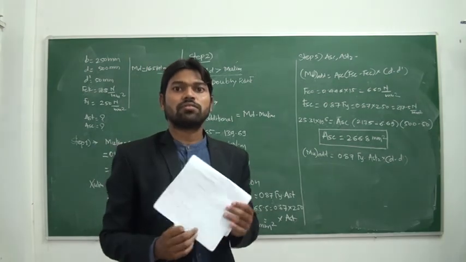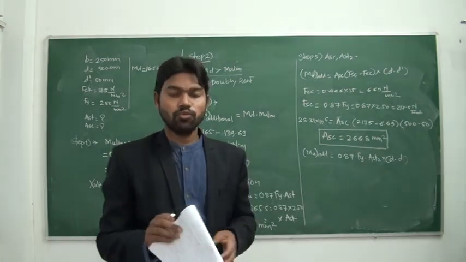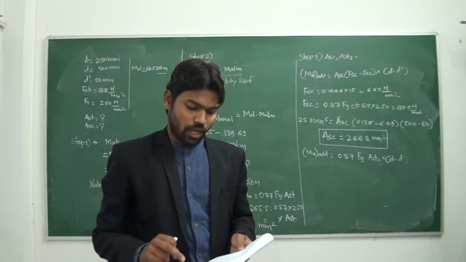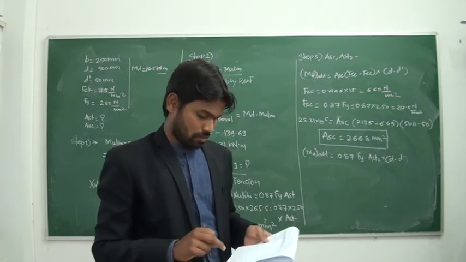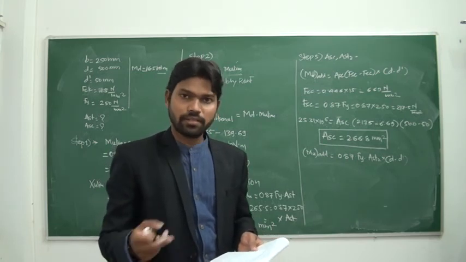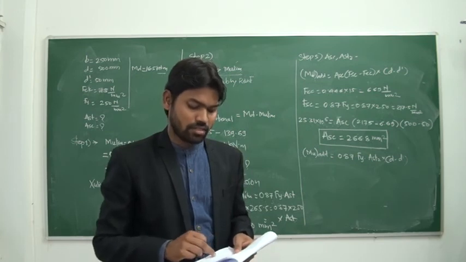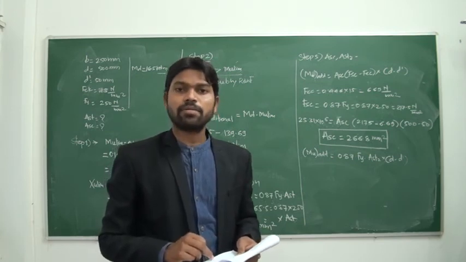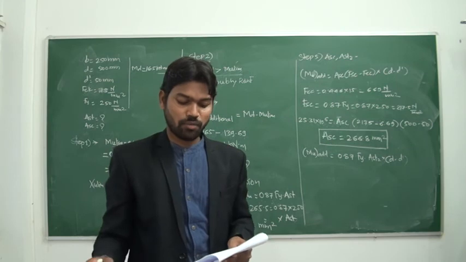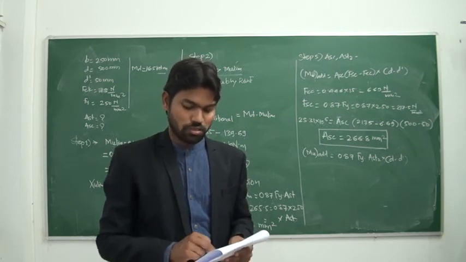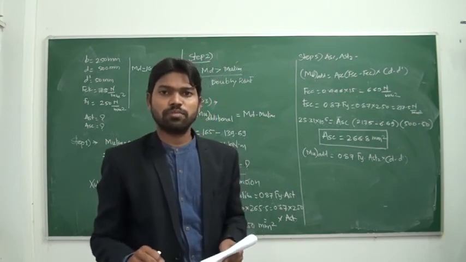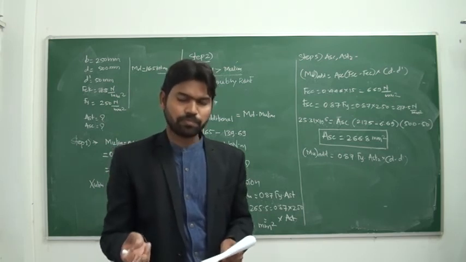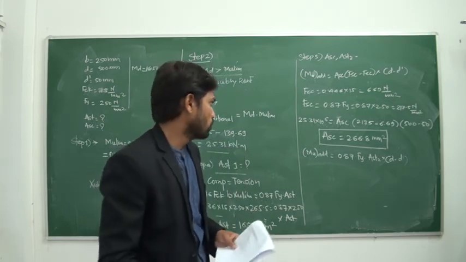So these are the notes which I am going to share with you. In those notes, I have calculated the AST2 value by the other method, means ASC into bracket FSC minus FCC is equal to 0.87 Fy into AST2. By using this particular equation, I have calculated the reinforcement. From both equations, you will get the same value.